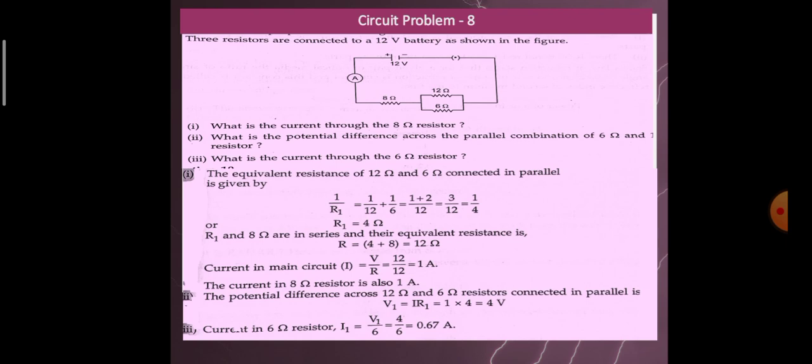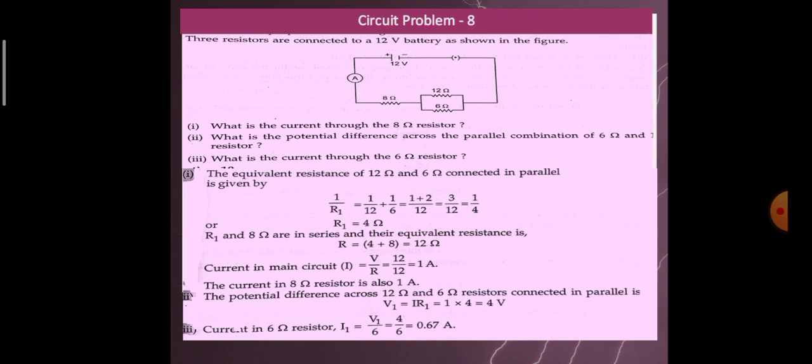Look at the diagram. Three resistors are connected to a 12-volt battery as shown in the figure. The questions: What is the current through the 8 ohm resistor? What is the potential difference across the parallel combination of 6 ohm and 12 ohm resistor? What is the current through the 6 ohm resistor? Now let's answer the questions asked.